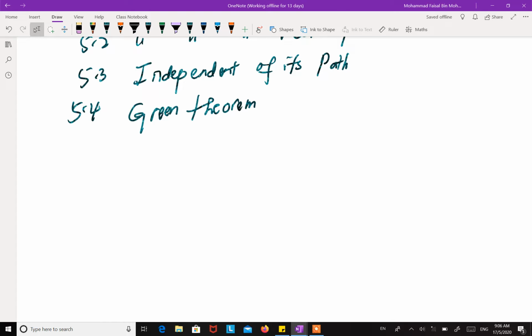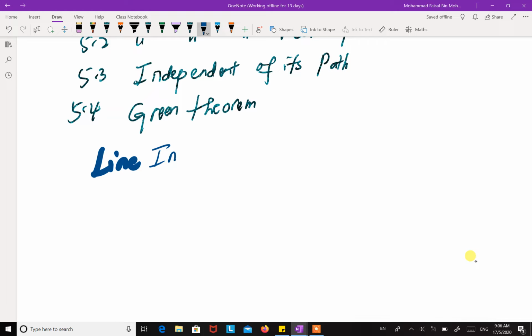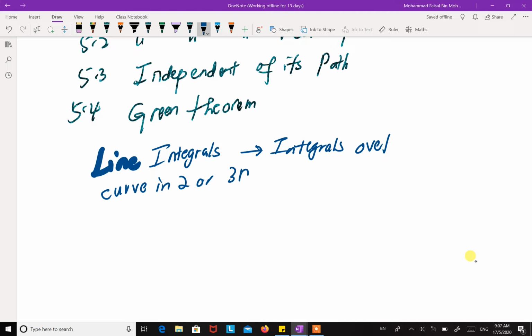So line integral is the integral over curves in 2D or 3D space. One of the most important uses is to calculate the work done by certain forces.